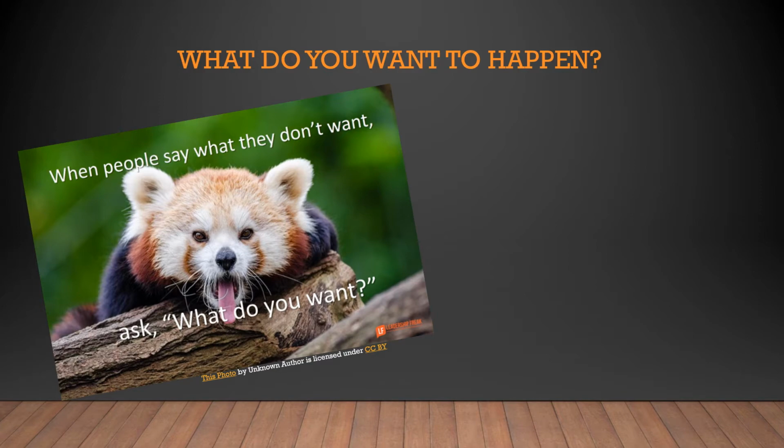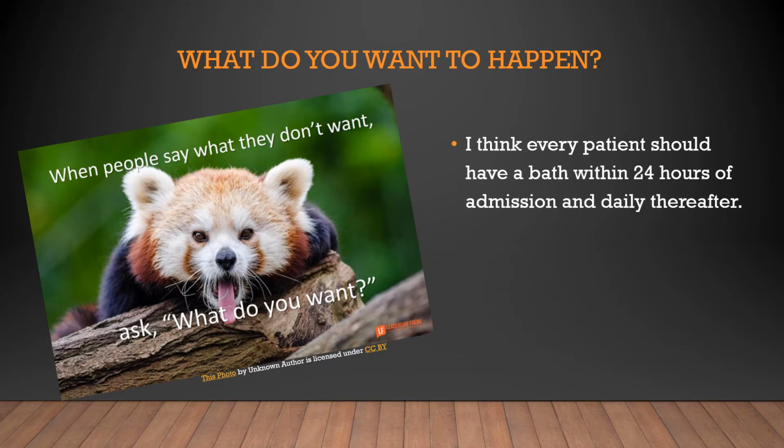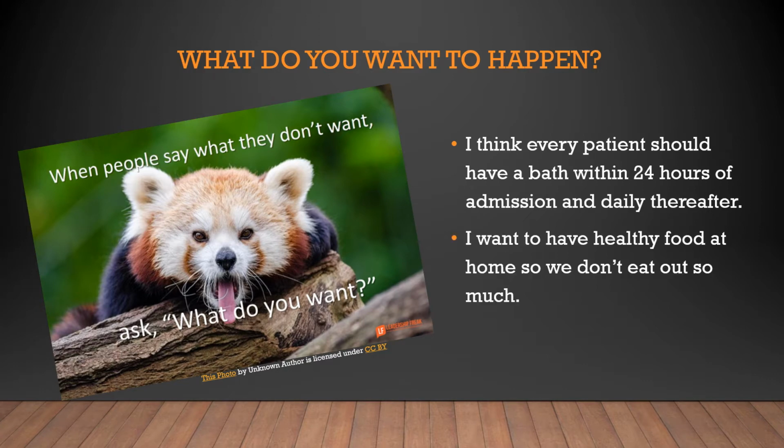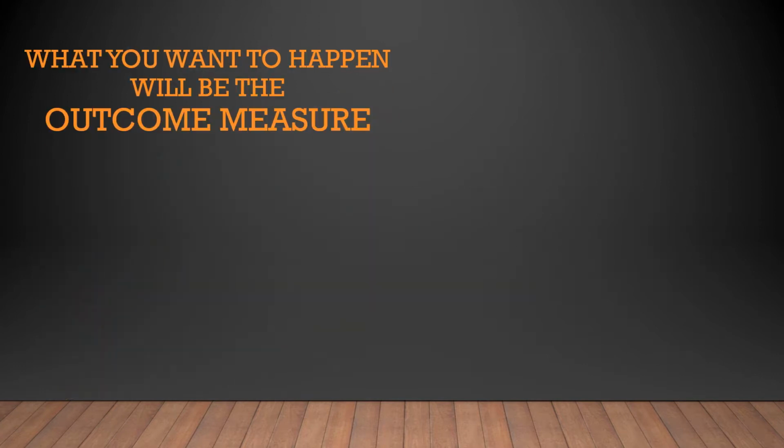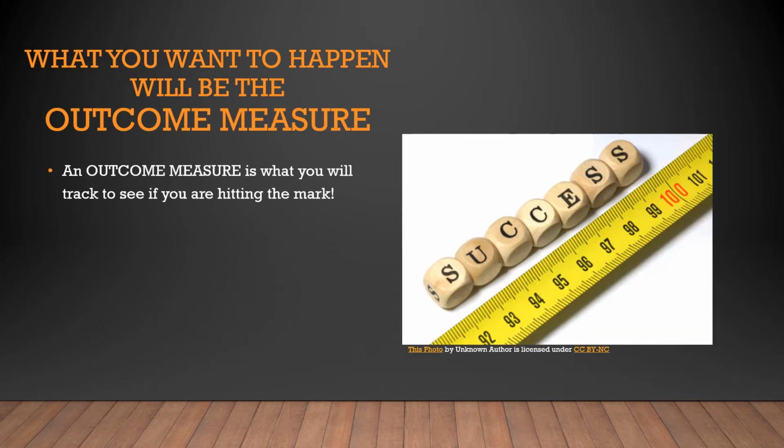Thinking about our two problems, let's say what we want to have happen. I think every patient should have a bath within 24 hours of admission and daily thereafter. I want to have healthy food at home so we don't eat out so much. What we want to see happen becomes the outcome measure, the outcome or result we want to measure up to. An outcome measure is what you track to see if you're hitting the mark.